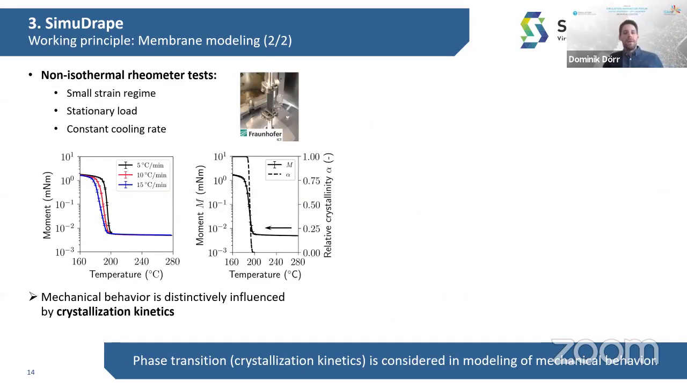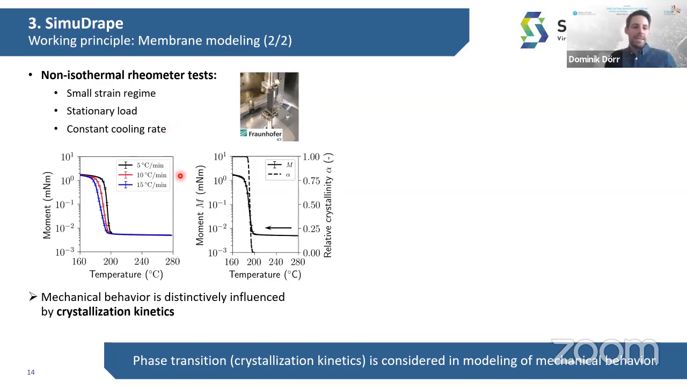So we have talked so far about what the material behavior looks like in the molded material state. The question now is what's happening if we have a transition from the molded material state to the solid material state. To characterize this, we have again conducted rheometer tests here. Now we are in the small strain regime. We are having a stationary and oscillating load and a constant cooling rate.